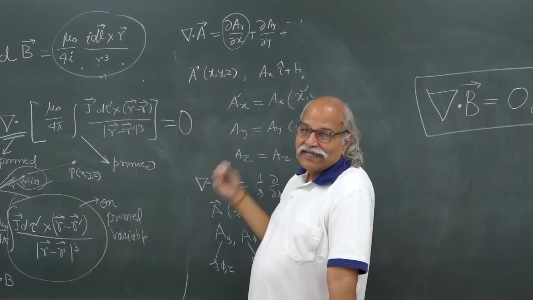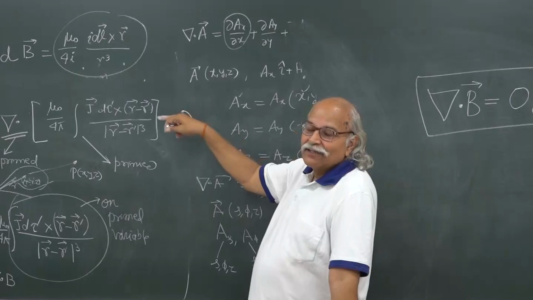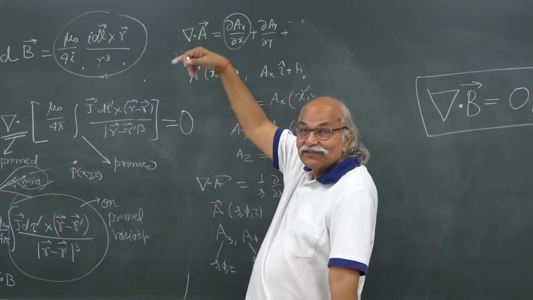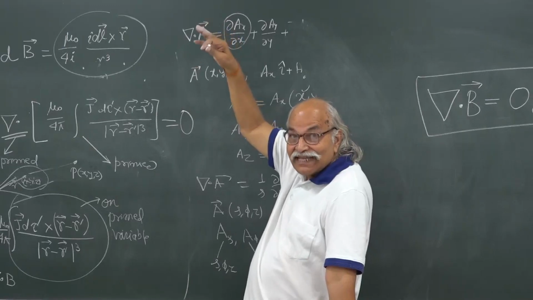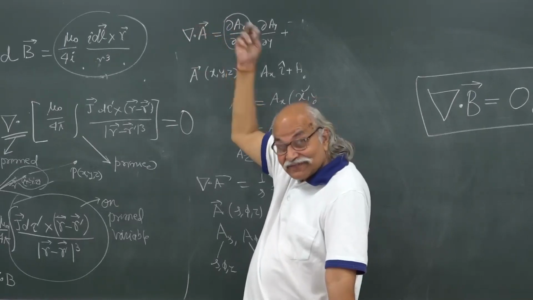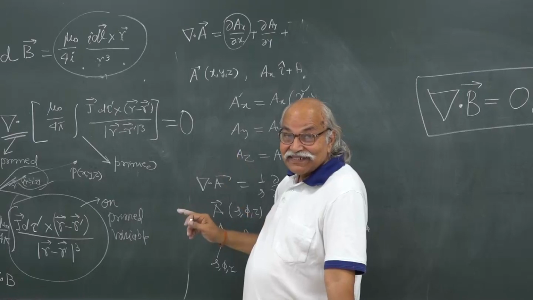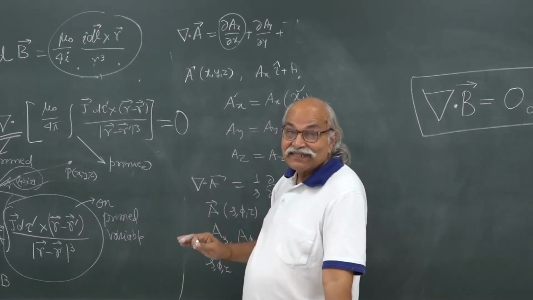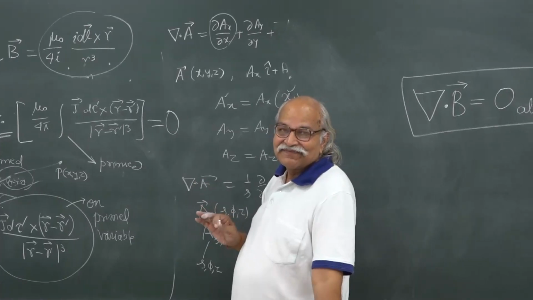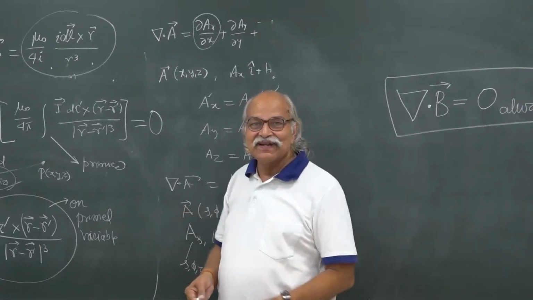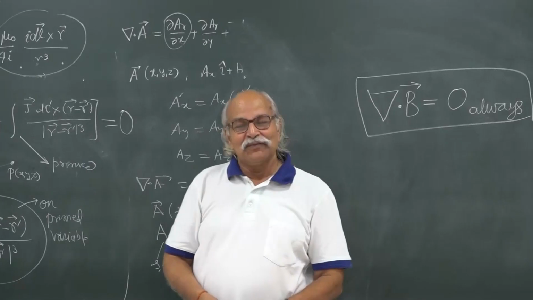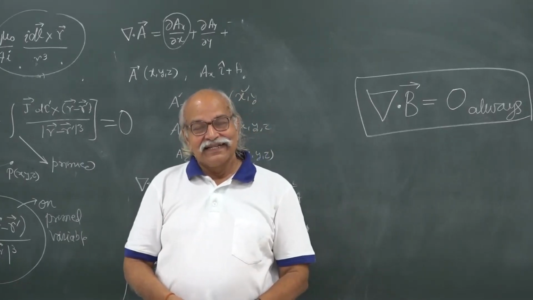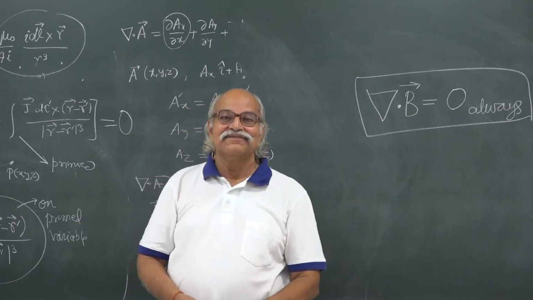Okay. So in all cases, not only current distributions, as I told, even if the other way of creating magnetic field is this changing electric field, there also the divergence of B is 0. It is a universal law, divergence of B is always 0. So next time we will talk of another operation on vector field, and that is known as curl of the vector field.